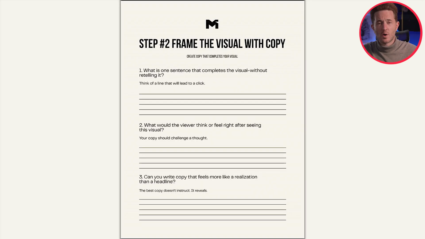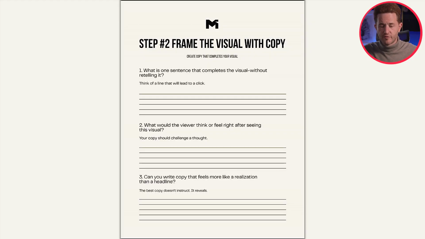Number 2, we want to frame the visual with copy. What is one sentence that completes the visual without retelling it? Okay, this is really important. One sentence that completes the visual without having to retell it, where a person would fully understand what you're trying to express with the visual would reflect the copy, the words, and the words would reflect the picture or the video. This is not easy, so you could free associate, write, and erase a bunch of times, and you should not get this right on your first or second or third try. This should take 7, 8, 10 tries to get this right.